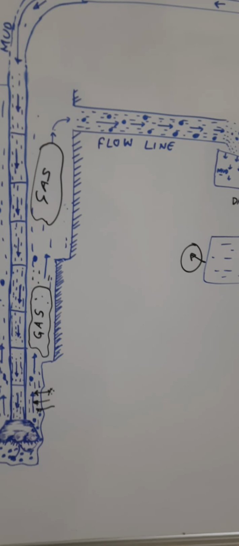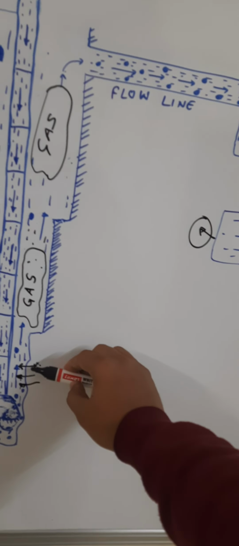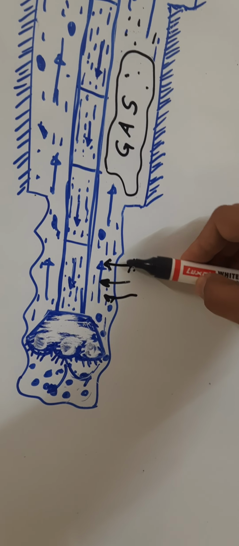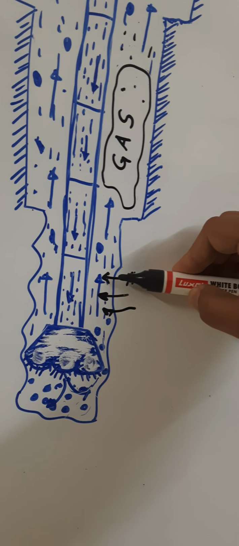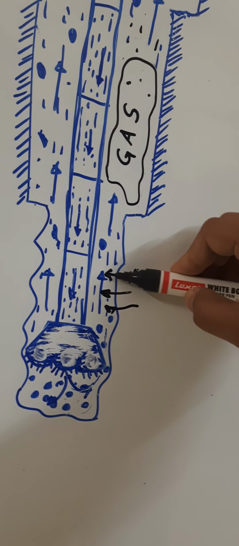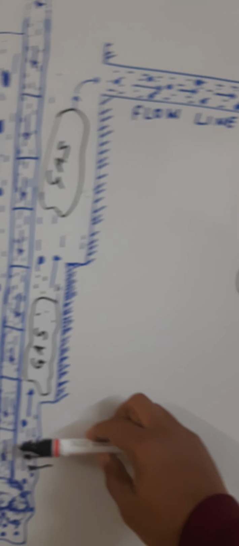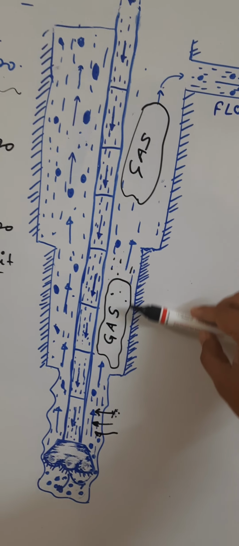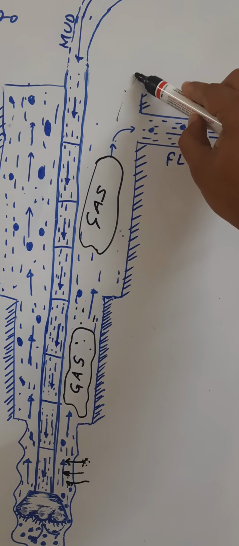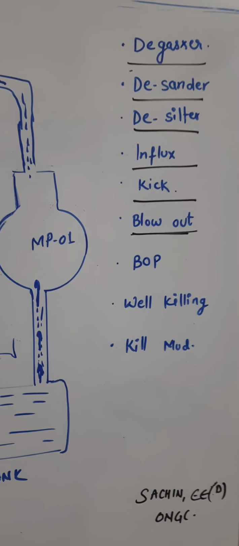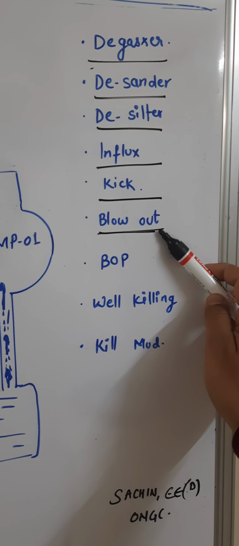The moment this gas or influx enters into the well, we call it a kick. That this well has kicked some influx into the well. But when this influx, say of gas, reaches the surface and comes out, then we call it a blowout. And this is what happened in Baghjan. It was a blowout.